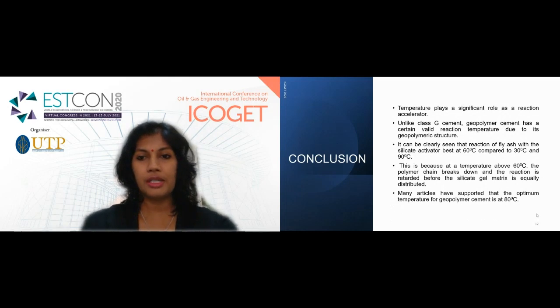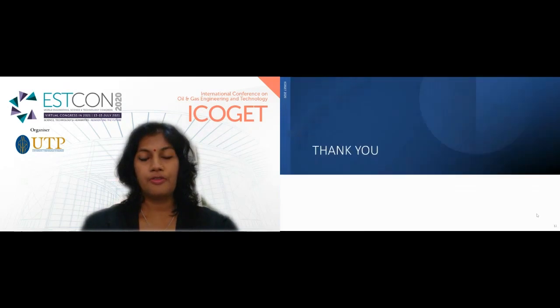This is because at a temperature above 60 degrees, the polymer chains break down and the reaction is retarded before the silicate gel matrix is equally distributed. Many articles have supported that the optimum temperature for geopolymer cement is at 80 degrees Celsius. That's all for my presentation. Thank you.